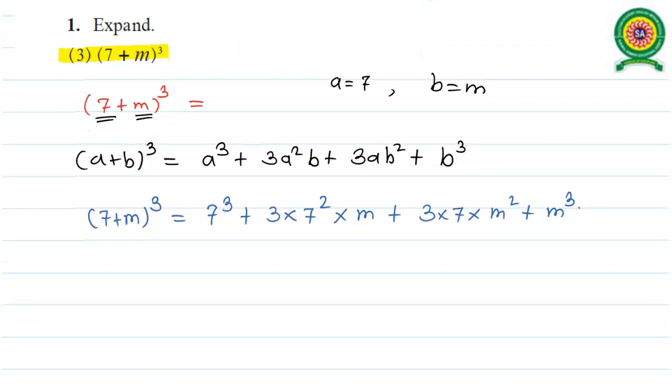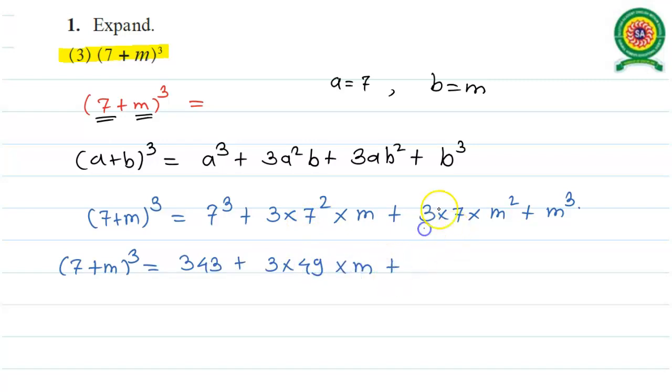Try to simplify the squares and cubes, so that we have now (7 plus m) the whole cube is equal to 7 cube: as 7 sevens are 49, and 49 into 7 we are getting 343, plus 3 into 7 square, we have 49 into m as it is; 7 threes are now 21 times m square plus m cube as it is.